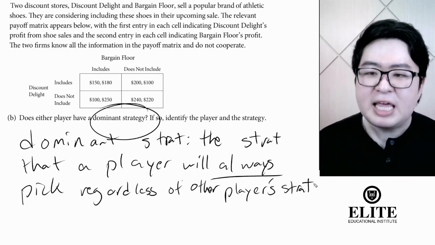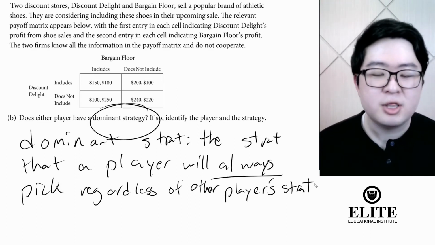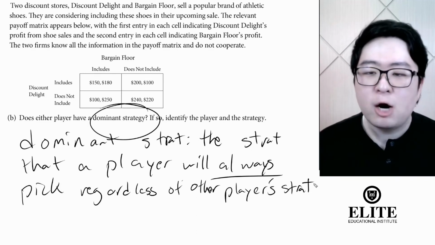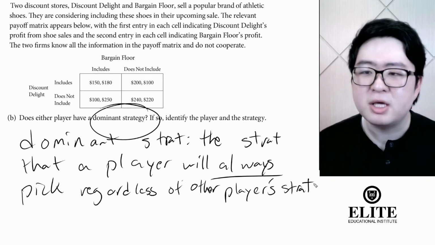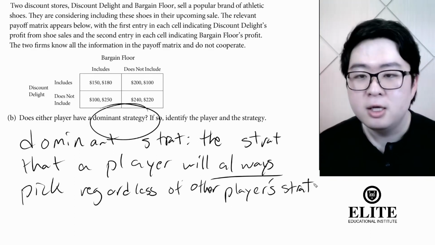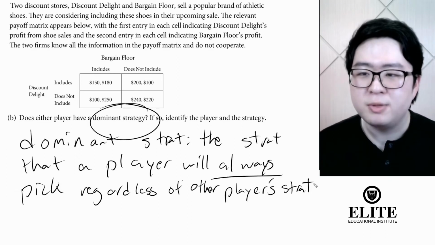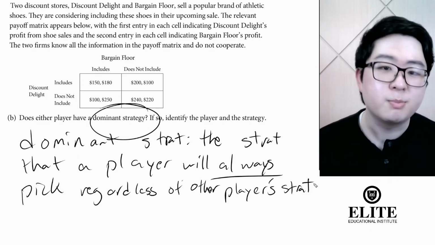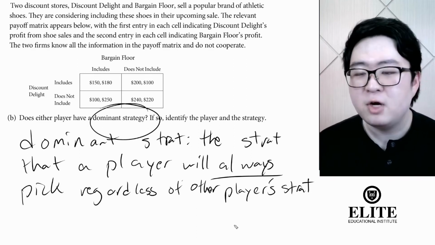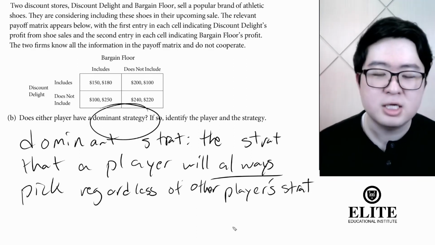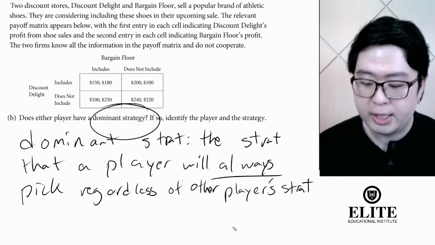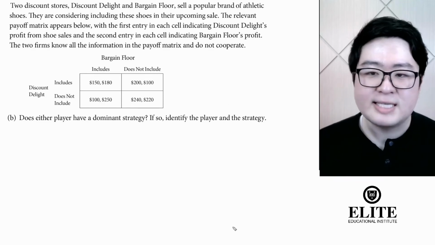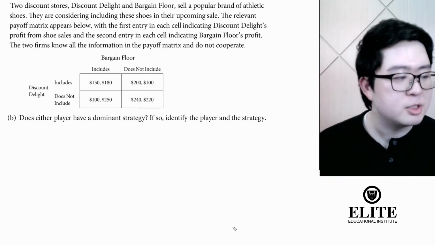And that just means that if a player has a dominant strategy, regardless of which strategy the other player picks, our player is going to always pick that one strategy, right? It, of course, could be the case that a player doesn't have a dominant strategy, right? So if we don't have a dominant strategy for a player, it means that they just switch strategies when the other player switches strategies, right? But if a player sticks to the same strategy when the other player switches strategies, that means that strategy for our first player is going to be the dominant strategy, right? So let's see if either Discount Delight or Bargain Floor have dominant strategies here, right?